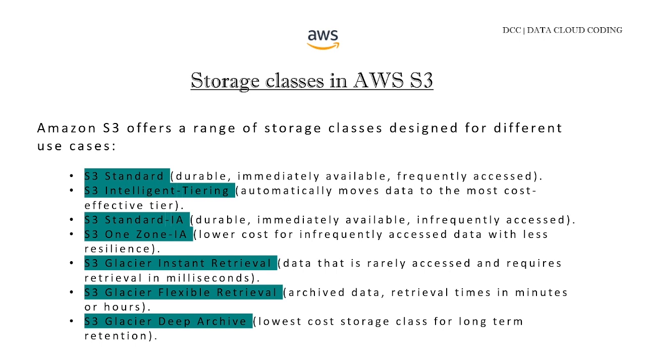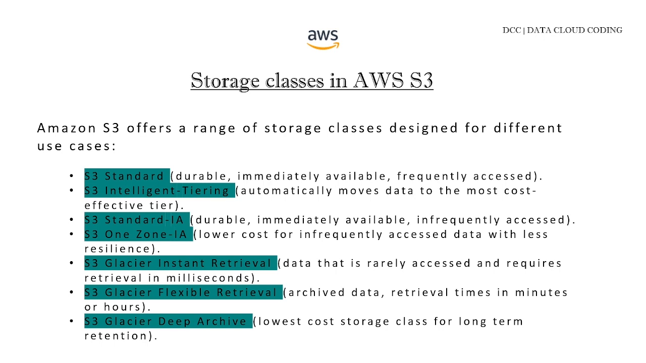Then we have the S3 One Zone-IA, which stands for S3 One Zone Infrequent Access. This storage class comes with lower cost for infrequently accessed data with less resilience, since, as the name signifies, the data stored in this S3 One Zone-IA storage class will be stored only in one zone. So that's why we can see that it comes with less resiliency.